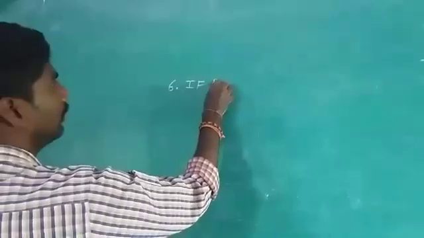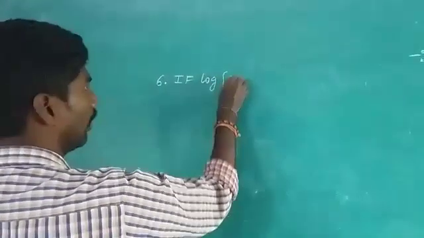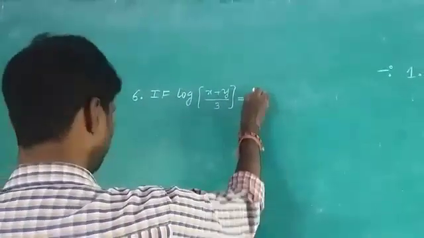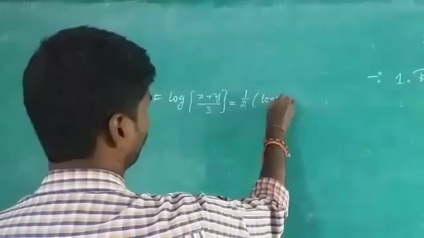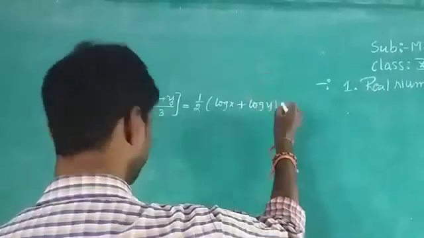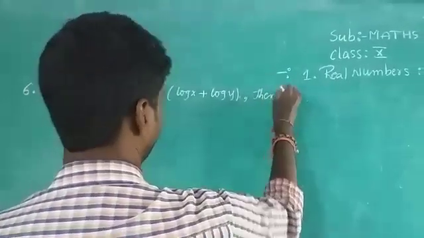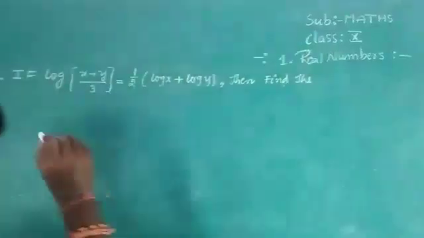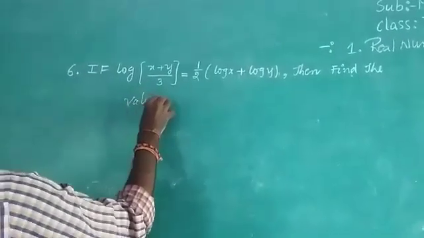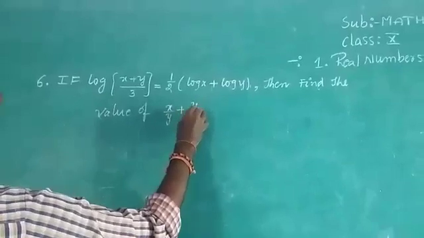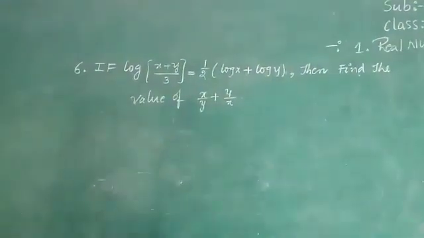What is the 6th problem? If log of (x plus y) by 3 is equal to 1 by 2 of (log x plus log y), then find the value of x by y plus y by x. You need to find out the value of that.